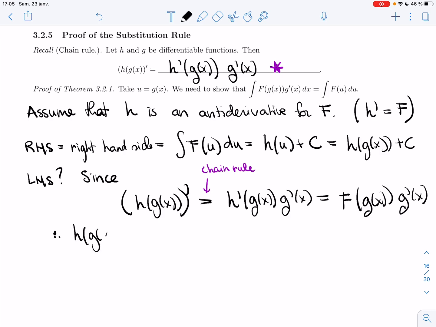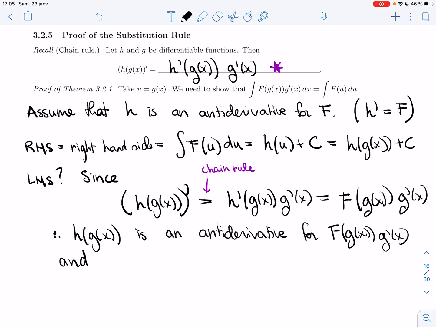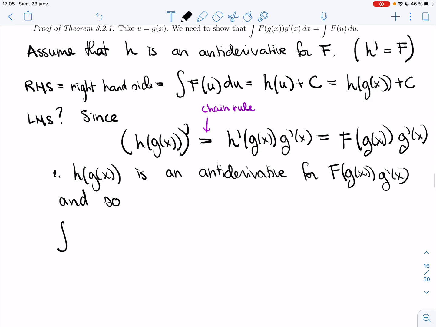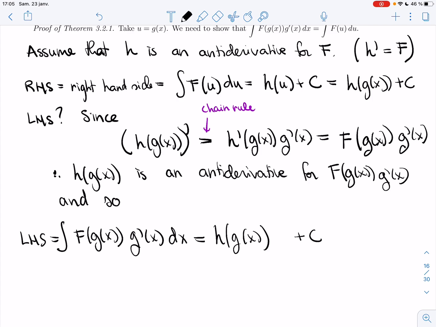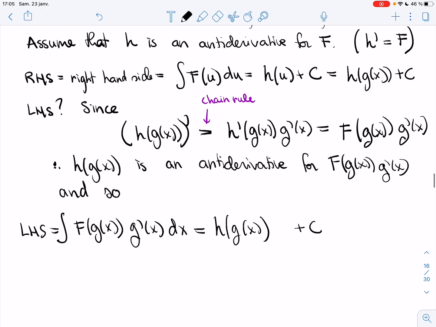So let's write this carefully. H of g of x is an antiderivative for f of g of x, g prime of x. And so when I integrate that big function, and that's, by the way, what the left-hand side was, then I need to find one antiderivative and put a plus c. Well, we have one now. And so I get h of g of x plus c as well.